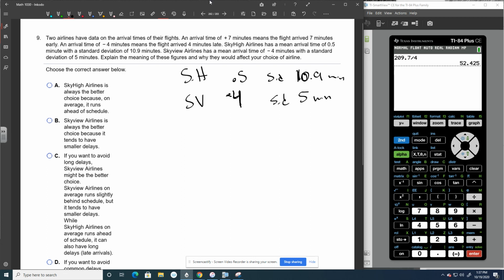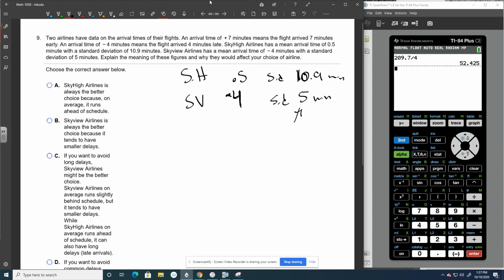Okay. So explain the meaning of these figures and why they would affect your choice. So the first airline is closer to its arrival time, but on average, when it's late, it's really late, or when it's early, it's really early. Skyview is late a lot more often, but the standard deviation is only 5 minutes. It's a lot more consistent with its times, even though its times are running a little bit late.